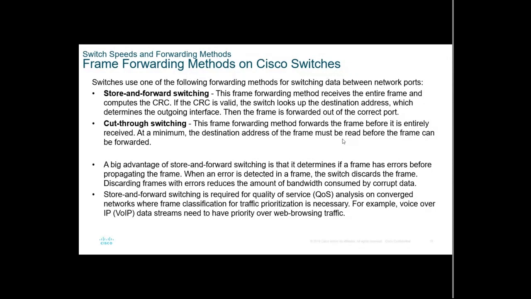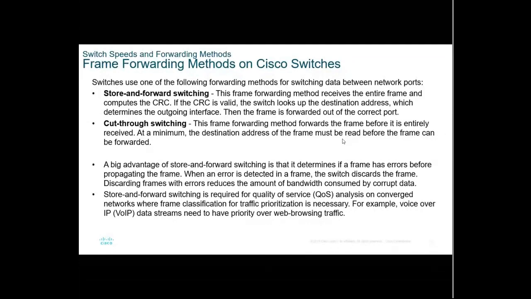The cut-through method, the frame forwarding method, forwards the frame before it entirely receives it. You know why? Because in the header is the destination MAC address, isn't it? I don't need to read the rest of it. I can just look at the header and work out where it's going. Right? That's the shortcut, isn't it?